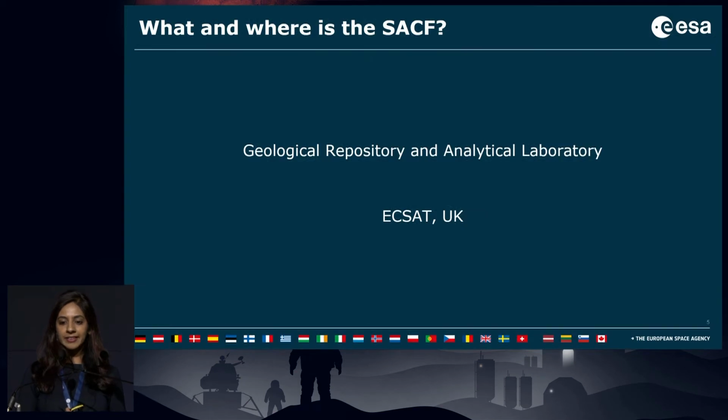So onto the facility itself, what and where is it? It was originally created by the Natural History Museum in London by a team led by Professor Caroline Smith. In 2018, the facility was transferred to the European Space Agency, and it is on the Harwell campus near Oxford and is affiliated with ESA's EXAT site. The facility is a geological repository and analytical lab. That's to say we store rock and soil materials and we characterize them.